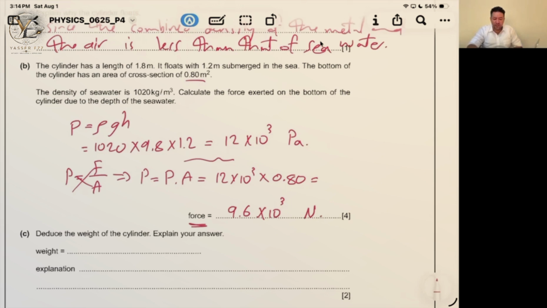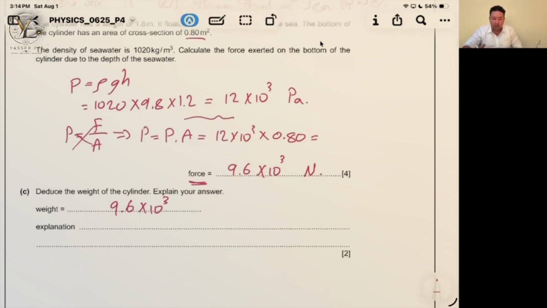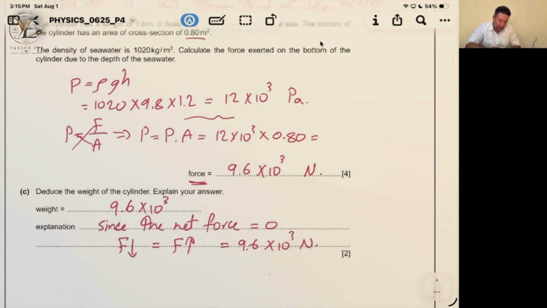Deduce the weight of the cylinder. Explain your answer. The weight is still the same, 9.6 times 10 to the power of 3, because of the net force. Yes, it is asking for the explanation. The net force equals 0, so the downward force equals the upward force. The weight of the cylinder will be equal to the upthrust force because it's floating. So it is equal to 9.6 times 10 to the power of 3 newtons.